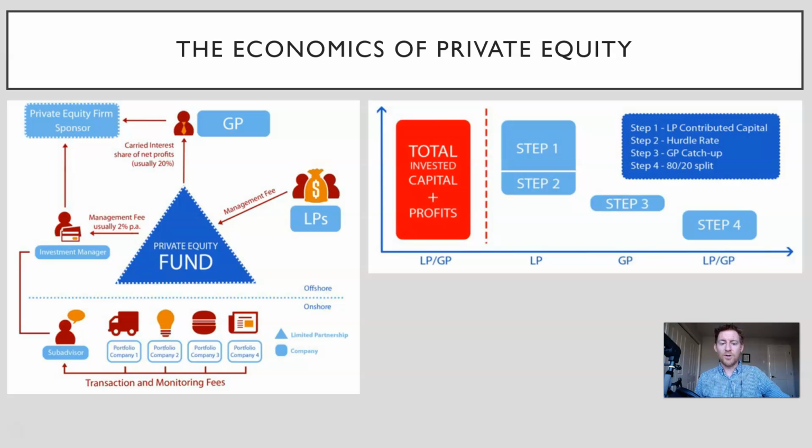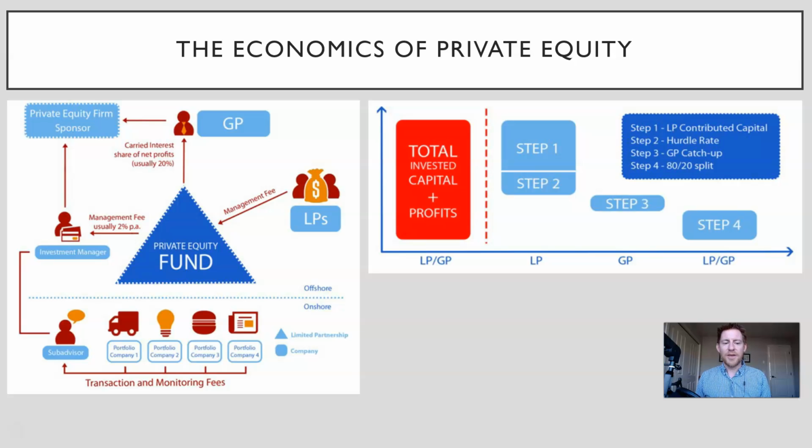Okay, so looking at carried interest specifically, this is the chart on the right-hand side. So you've got your total invested capital and the profits in red, and this is how it's typically split. So in step one, all the investors get their original investment back, and we're assuming that the total invested capital and profits are a lot more than what that original investment was. So investors get all the money they put in back, and then step two happens where they get a hurdle rate. So it says, of the returns, the first 15% goes to the LPs.